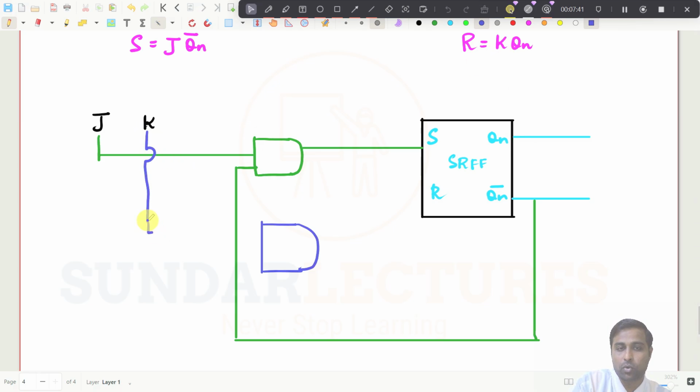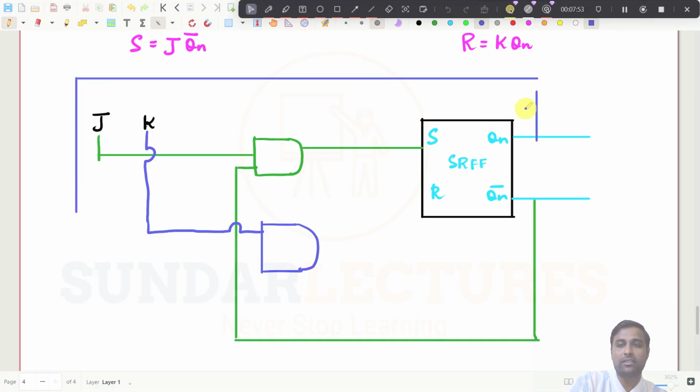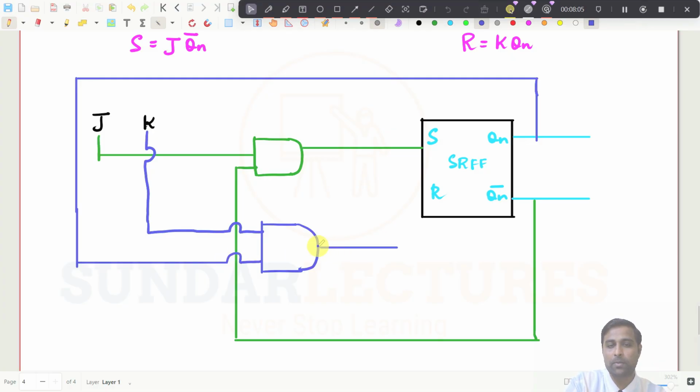So this is the one input, and what is the other one? It is Qn, right? So from here I need to get it down. I need to get this one. So what is this one now? Simply, this is now the input for R. Now, what is the expression? I can also write the expression. This is JQn bar and this is KQn.